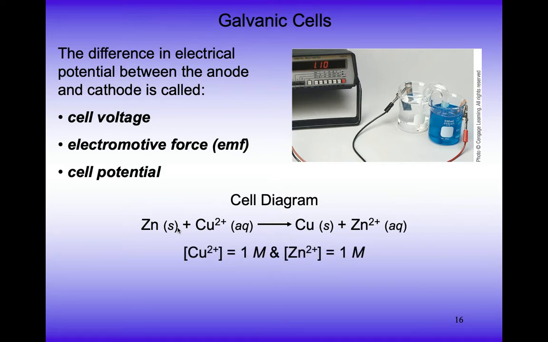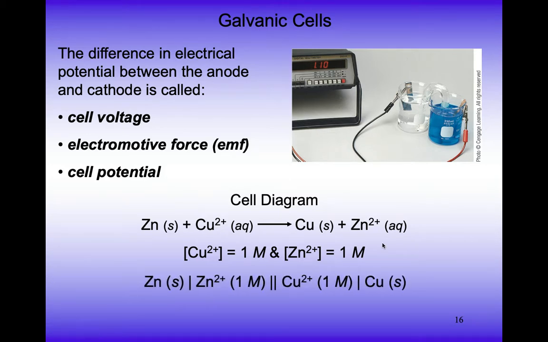One thing to note for a standard cell, and that's always how we're going to talk about these until we get to the Nernst equation, is that the solutions to start, so this zinc solution that's right here when the cell is set up, and the copper solution right here, are both 1 molar.